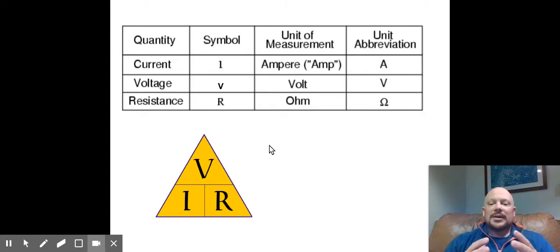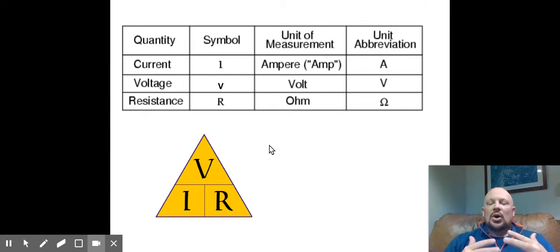If not, the number doesn't really mean much by itself because we don't know if you're talking about temperature, a measurement of length. If you're talking about a volume, we don't know what that would be unless you put the unit in there.